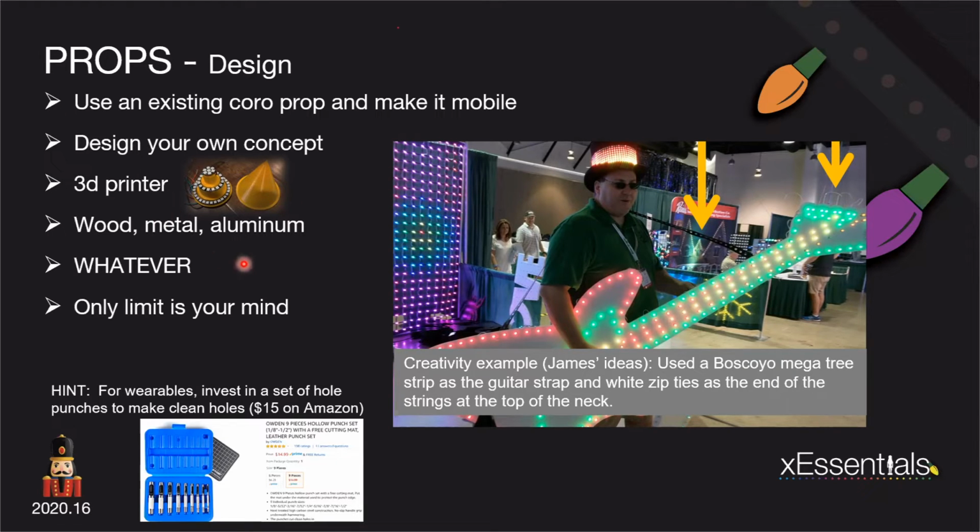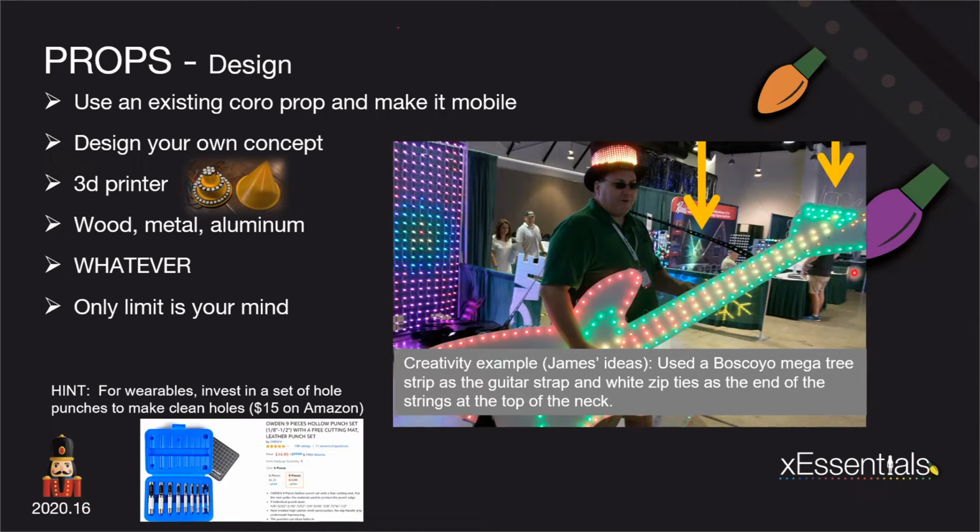Wood, metal, aluminum, whatever. The only limit is your mind. Here's an example from James Hohensi of Boscoyo Studio. He created this great big guitar, and we made it mobile, and we made the hat actually synchronized with the guitar. And part of the creativity that went into it was James said, hey, why don't we use my Mega Tree strip as the actual strap on the guitar to make it easier to hold it, and then white zip ties at the ends where it would normally be the end of the strings on the guitar. We use white zip ties to make fake ends.